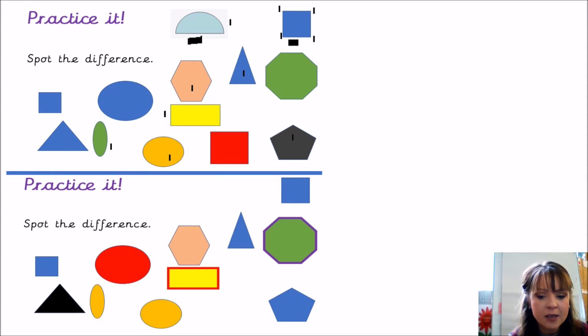Okay, I'm going to delete the marks that I've put on this page. And with your adult, can you use the shape name and perhaps some of the properties of the shape, so things like vertices and sides, equal, curved, and can you describe or explain to your adult what the differences are on this picture? I'm going to give you some time to do that, so you can pause the video here and see if you can work out the differences. Off you go.